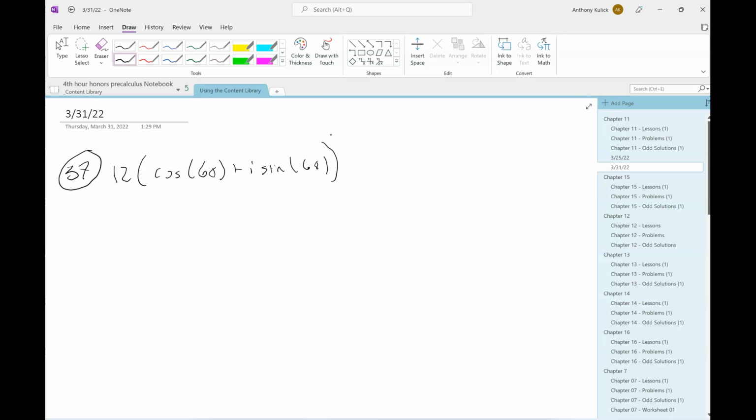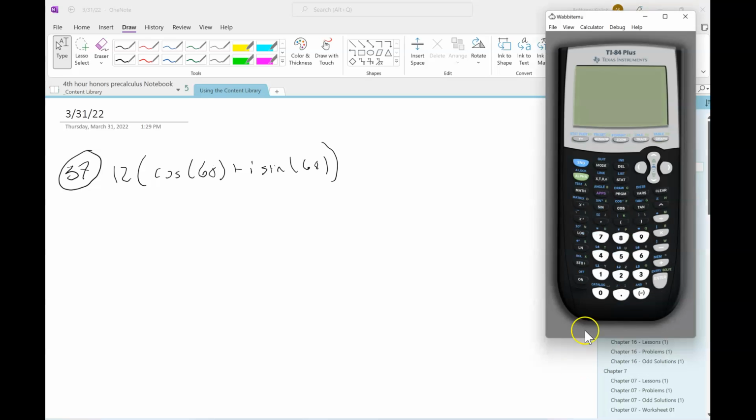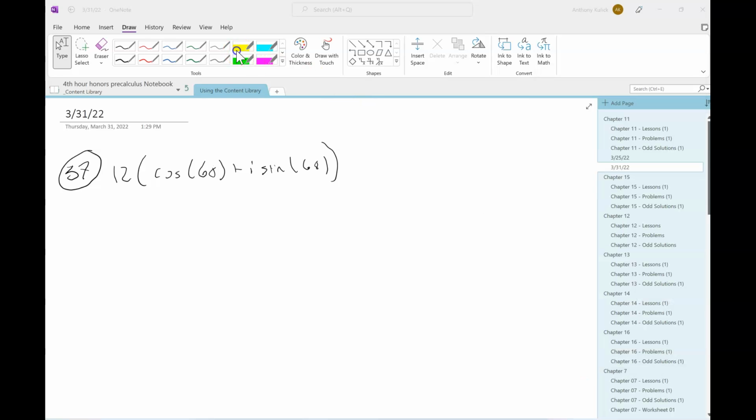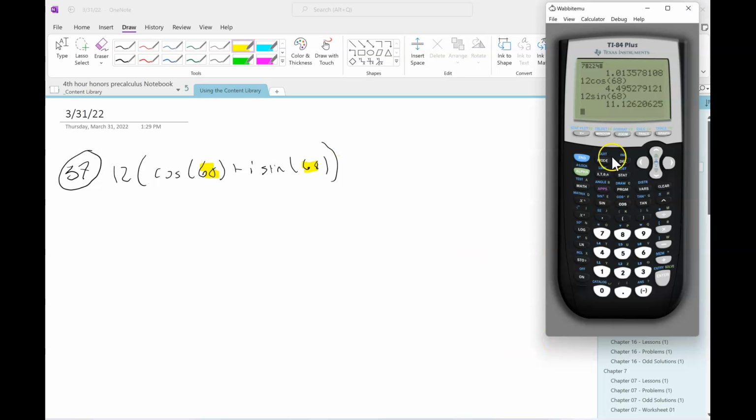Okie dokie. And here we're just asked to put it in standard form. Leave the answer exact if possible, and if not, we'll round to 2 decimal places. I look at this, I notice that 68 degrees is not a unit circle angle, so there is no exact way to do this for us. So I'm going to go straight away to calculator time.